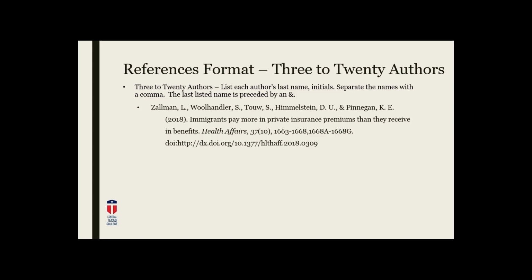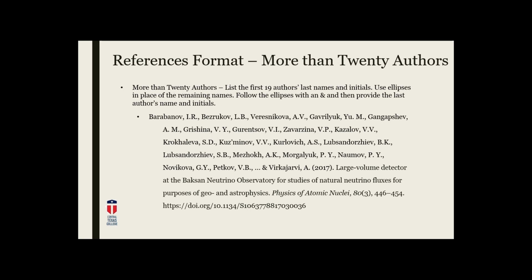When you have a reference that has 3 to 20 authors, list each author's last name, their initials, separate the names with a comma, and precede the last listed name with an ampersand. When you have an article or source that has more than 20 authors, list the first 19 authors' last names and initials. Use ellipses in place of the remaining names. Follow the ellipses with an ampersand and then provide the last author's name and initials.